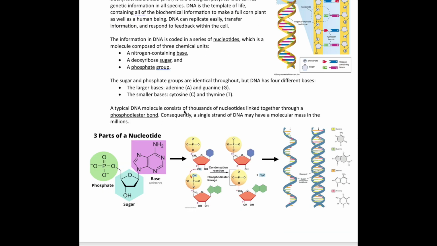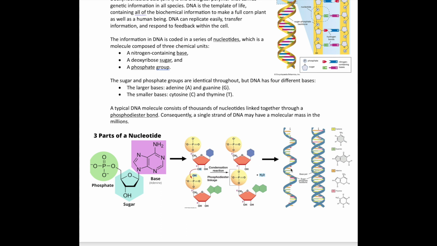A typical DNA molecule has thousands of these nucleotides combined together through a covalent bond that's called a phosphodiester bond. The formation of that bond is shown here. We have one nucleotide here, we have another nucleotide here, and what happens is the OH group in the phosphate group of one nucleotide reacts with the hydrogen from a neighboring sugar from another nucleotide. Then they form this bond, that's the phosphodiester bond, and now you have a dinucleotide, or two nucleotides combined together.